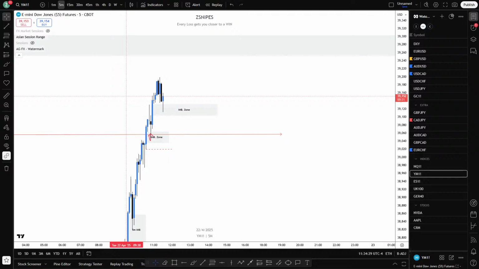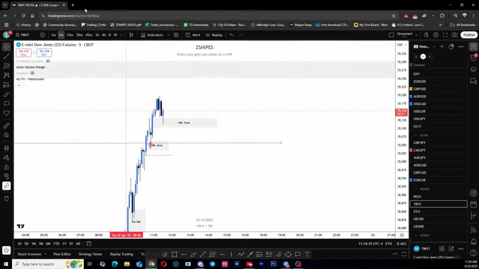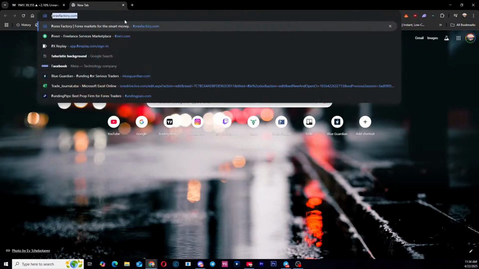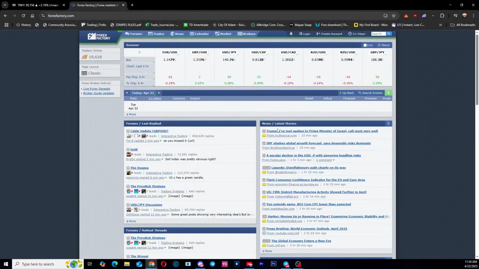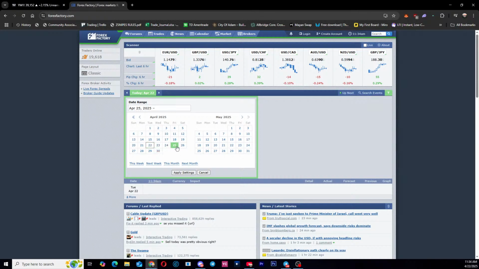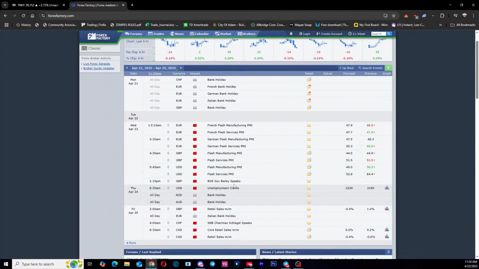Some late afternoon news happens or something, but we don't have any news today. We have news tomorrow, which is flash services. Is that all? Just flash services? Let's see. I think that's all for tomorrow. Flash services. Yeah. Unemployment claims on Thursday. See if that does anything. We have a lot of bank holidays this week. Lots of it.